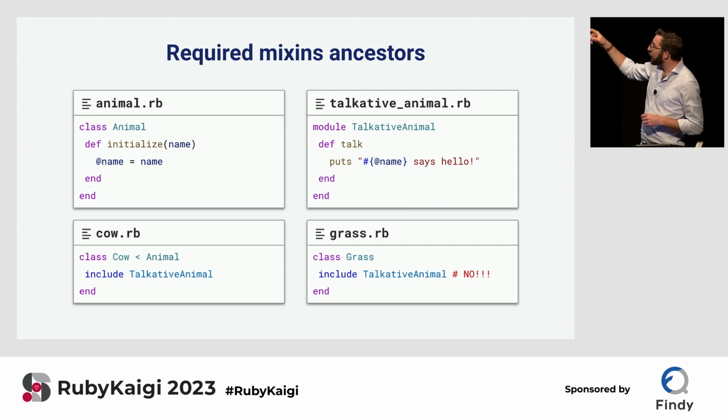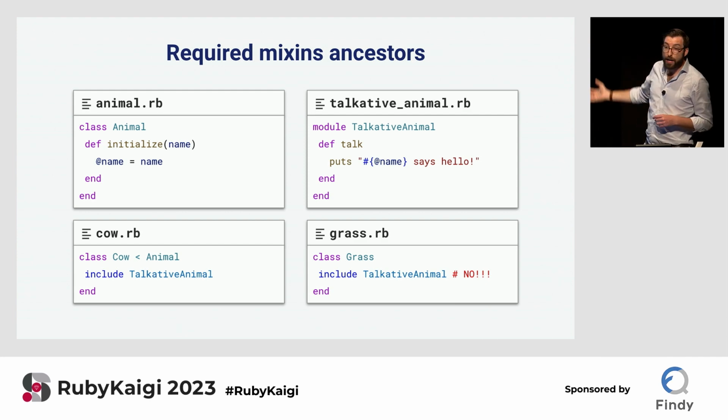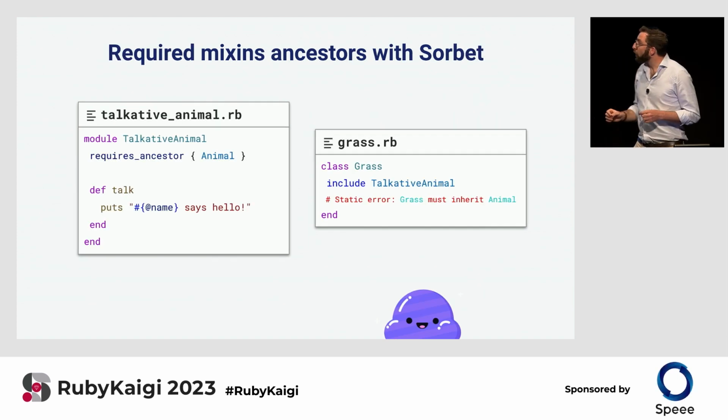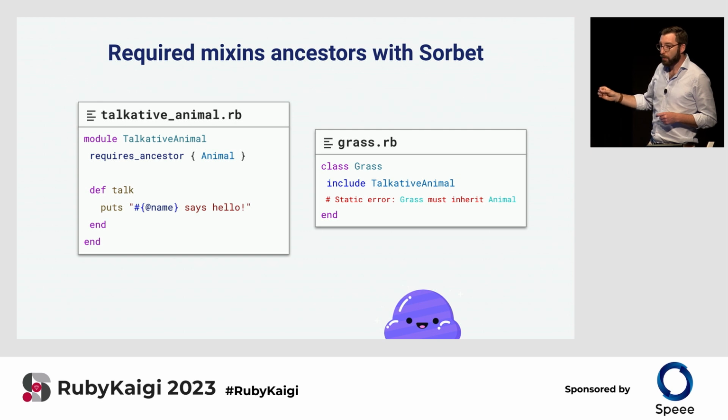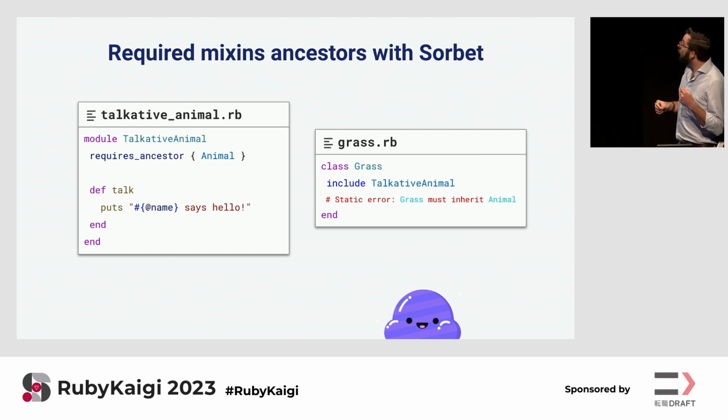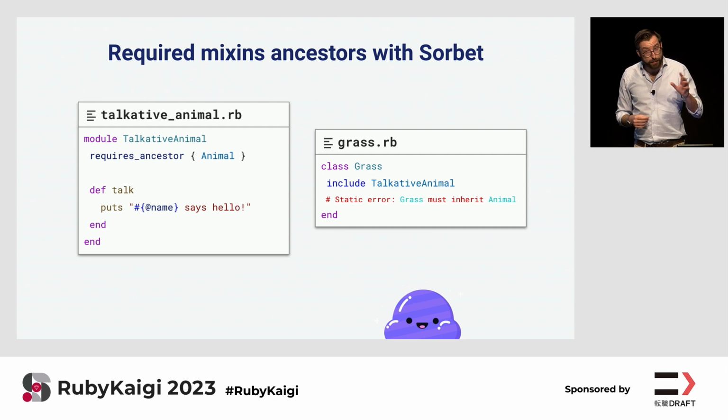The problem is, there is nothing preventing me from actually including this talkative animal in my class grass, and now I have a problem. With Sorbet, what we can do is to say talkative animal requires an ancestor that is an animal. That means I can only include it in something that is an animal. So if I'm trying to include it in grass, the static type checker is going to tell me, well, if you want to include talkative animal, you must inherit from animal. And that avoids more errors, especially when you use Rails.